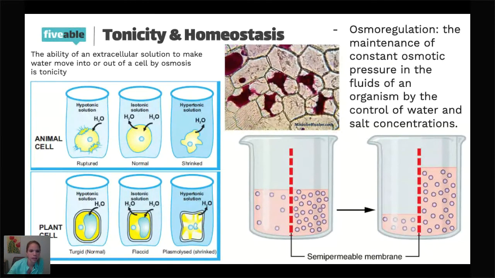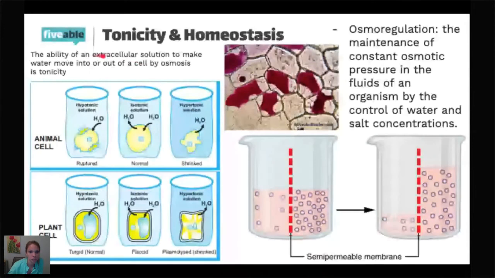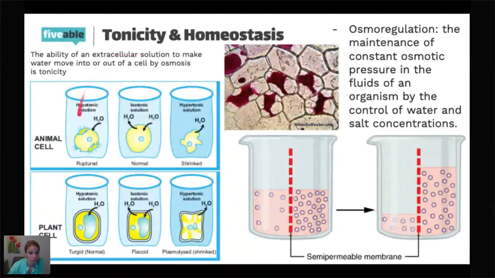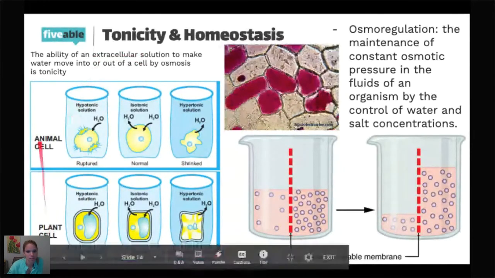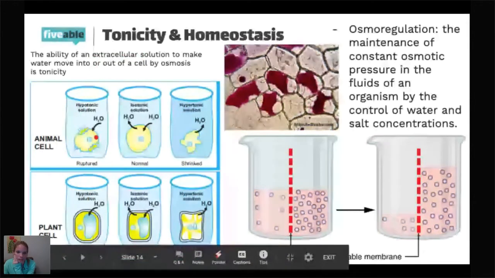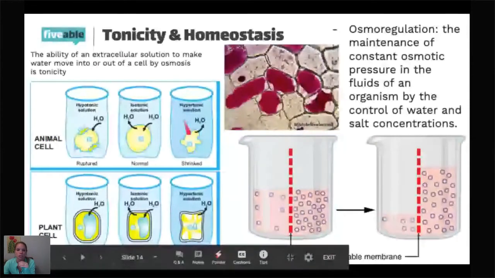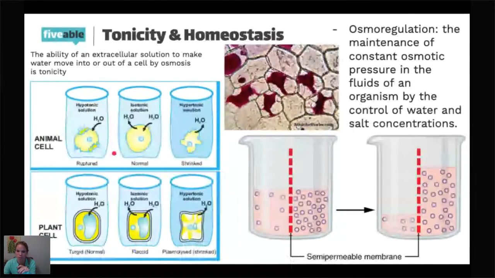So this is the ability of an extracellular solution to make water move in or out of a cell. So you can see here, I've got animal cells and plant cells. I've got cells that are literally exploding, cells that are happy, and cells that are shrinking. This all has to do with the type of solution you put in them. So again, I'm not going to go super in depth with this one.